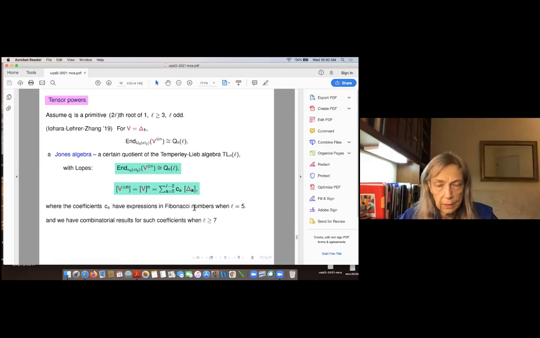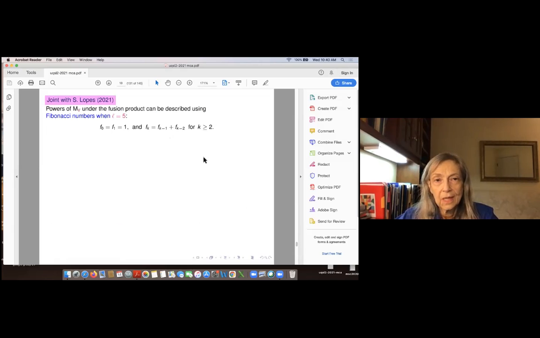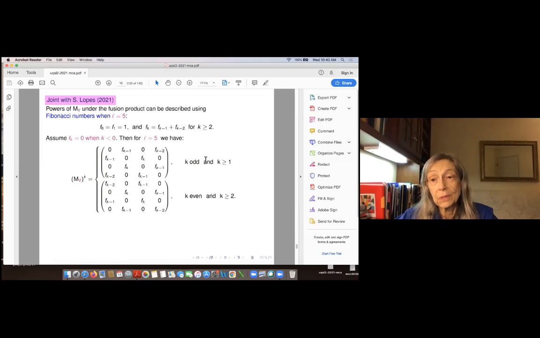Also, they have interesting connections with number sequences in all the cases. These are the tensor product rules: add 1 if you can, subtract 1 if you can, and don't if you can't. This is the McKay matrix, and these are the powers of the McKay matrix. The powers of the McKay matrix have really nice entries corresponding to Fibonacci numbers, and there's beautiful symmetry in these matrices.